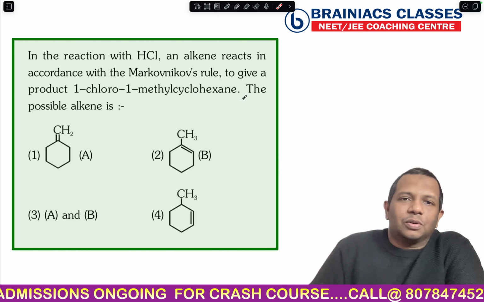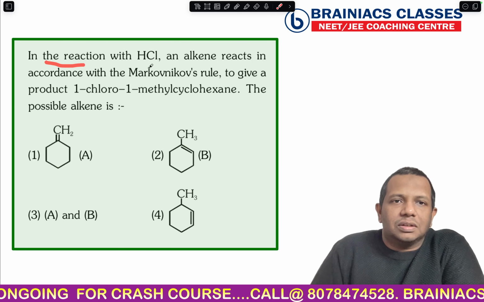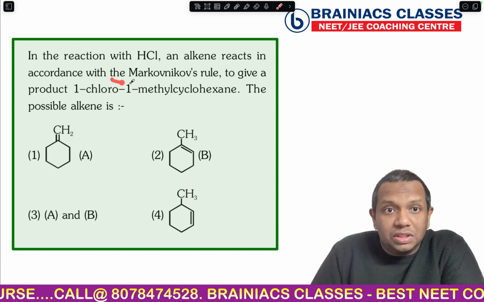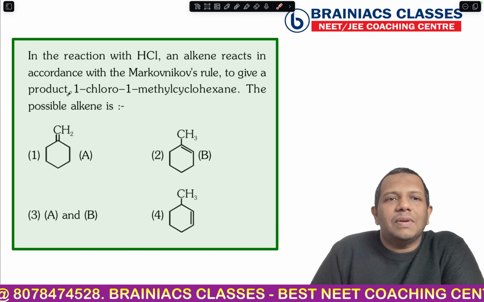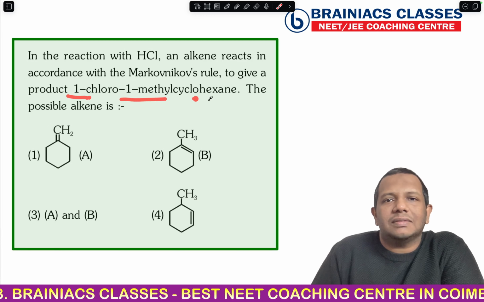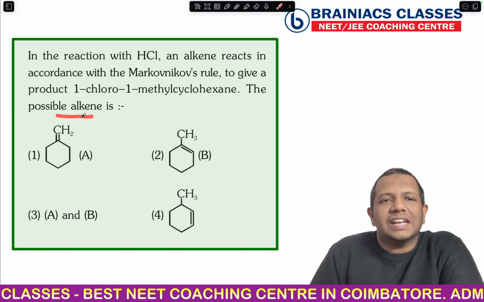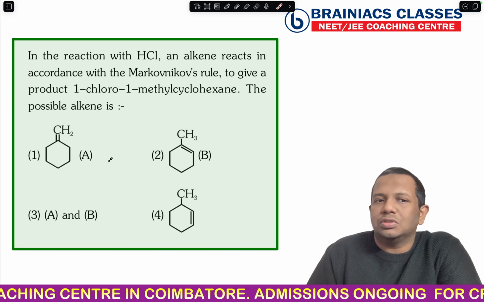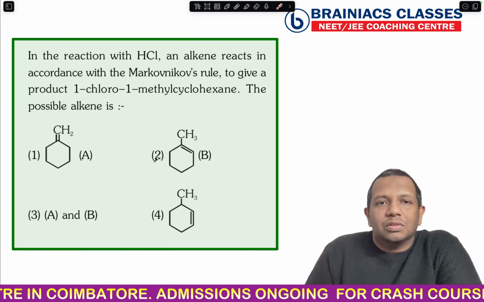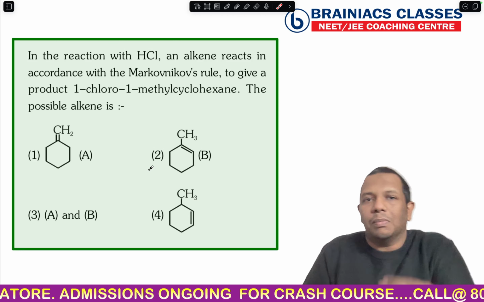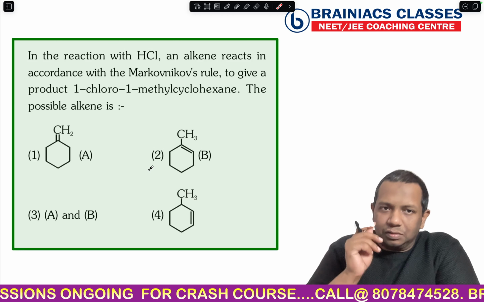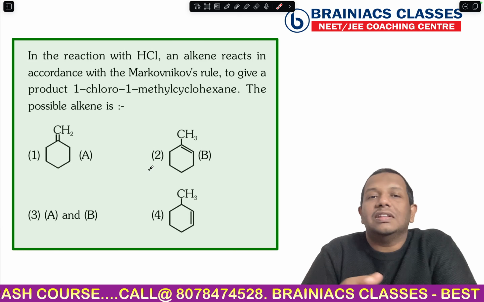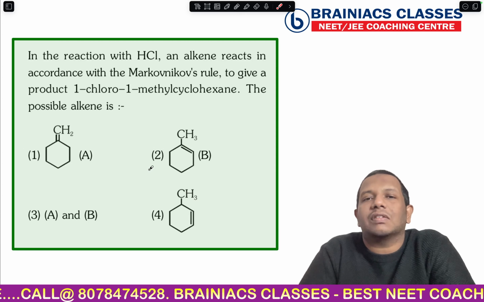So the question here is, in the reaction with HCl, an alkene reacts in accordance with Markovnikov's rule to give a product that is 1-chloro 1-methyl cyclohexane. Now they are asking which is that alkene. We don't know what it was. It can be option 1, 2, or both 1 and 2, or even 4. It reacts with HCl as per Markovnikov's rule to give 1-chloro 1-methyl cyclohexane. They are asking which is that reactant. Normally they will ask you the product.